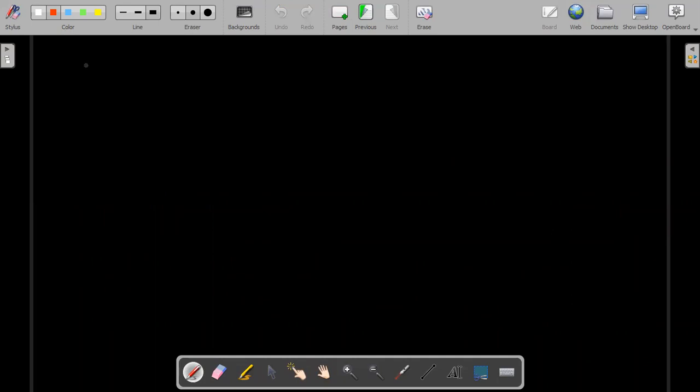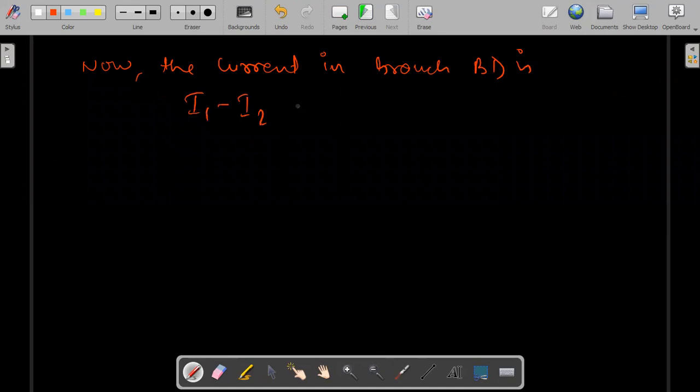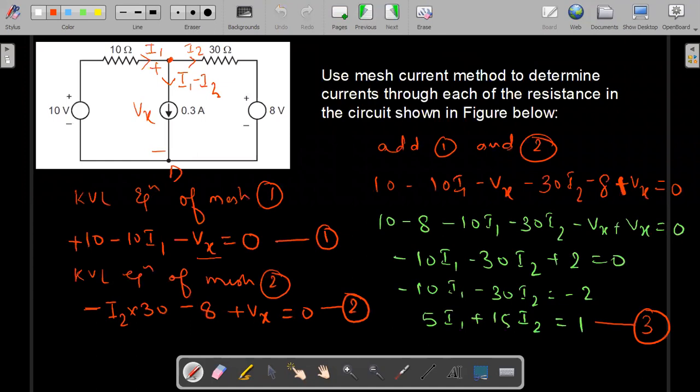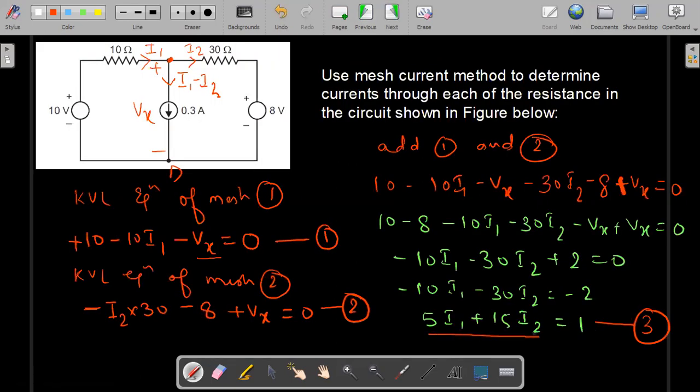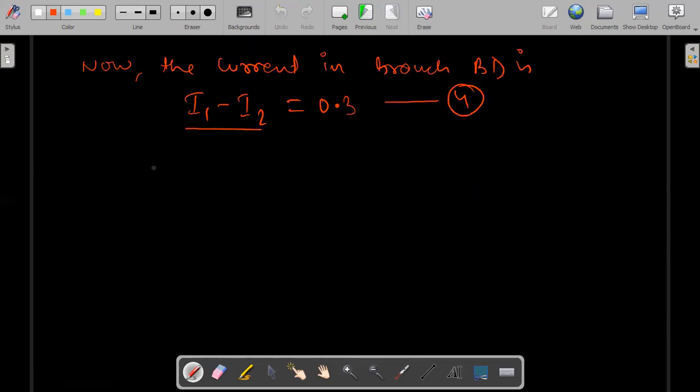So now the current in branch BD is I1 minus I2 is equal to 0.3, right? So this is 0.3 ampere. So now we have two equations, equation number 3, and let us say this is equation number 4. Now we can solve these two equations because here also we have I1 and I2, and in this equation also we have I1 and I2, right?